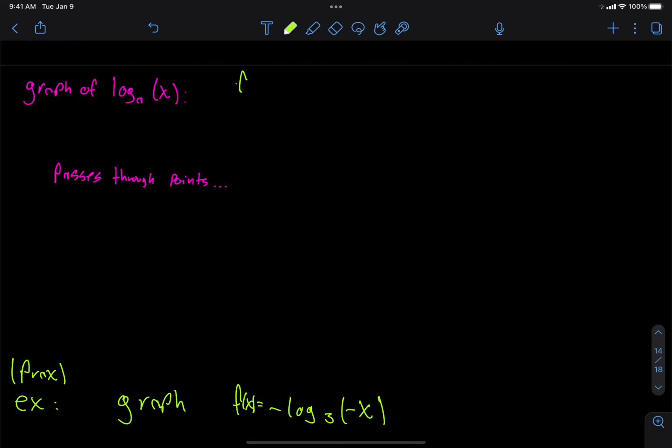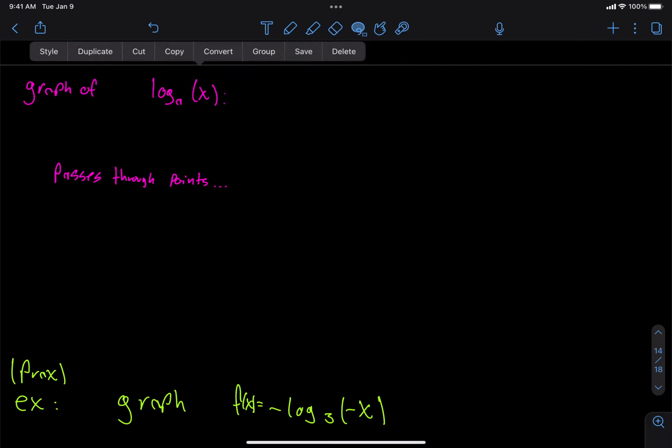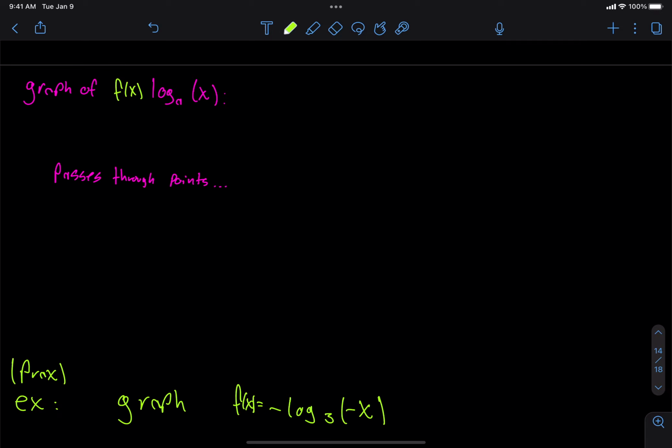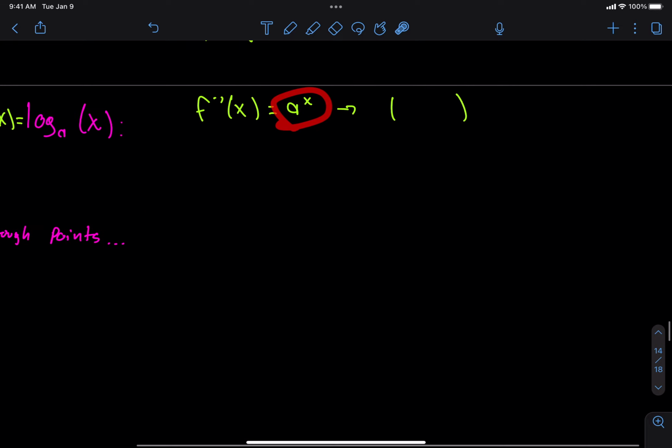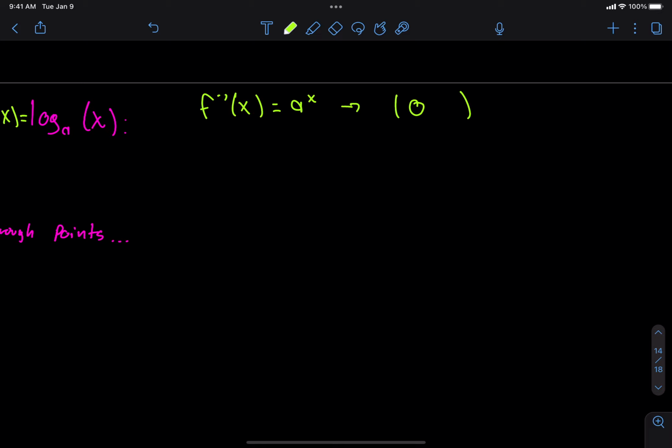Well, we know that f of x, what should I say here? I should be careful about my mathematical language. We will call f of x equals logarithm of x, and we know that f inverse of x is a to the x. And we know that on the graph of a to the x, we always have the points, what? What are the 2 points which are always on the graph of a to the x? 0, 1. Why? Because when I plug 0 in for x, I get something to the 0 power, and anything to the 0 power is always 1. So 0, 1 is always on the graph.